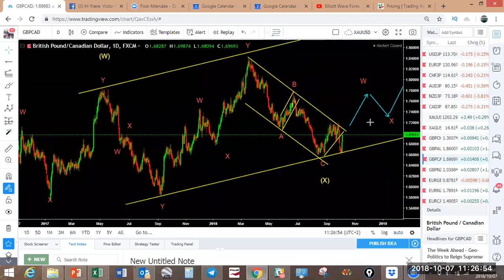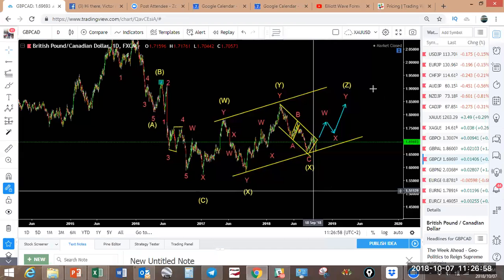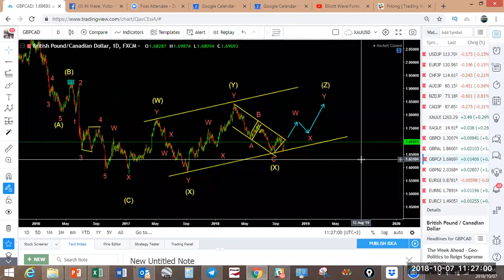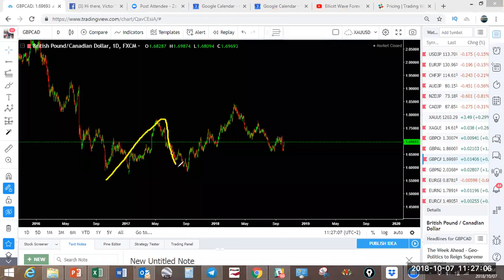So pound CAD, similar to the other pound pairs, we're looking for more upside. We're looking for a Z structure. Okay, let's switch off there. I'm looking at this one as a W, X, Y, X. I'm looking for a Z as well. So let's see how this one plays out.